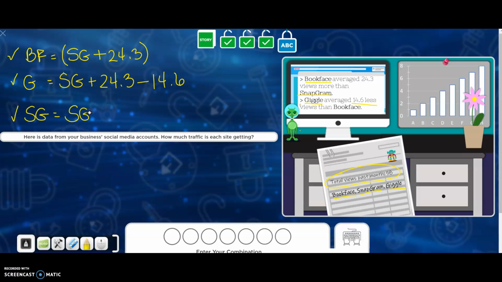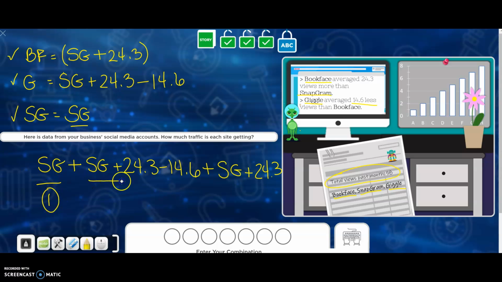I know that the total for Snapgram, which is SG, plus Giggle, which is Snapgram plus 24.3 minus 14.6, plus Bookface, which is SG plus 24.3. So again, I have 1 site, 2 sites, and 3 sites. And all of those together give me a total of 58. All right? Now I have an equation I can solve because I only have 1 variable.